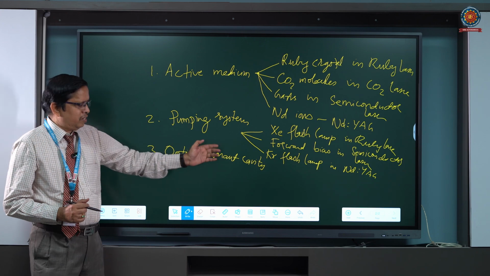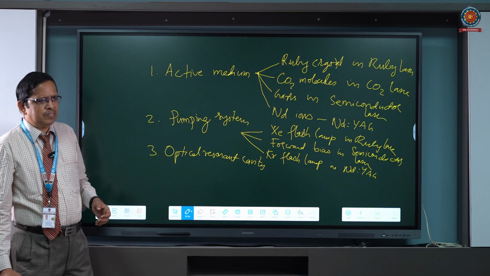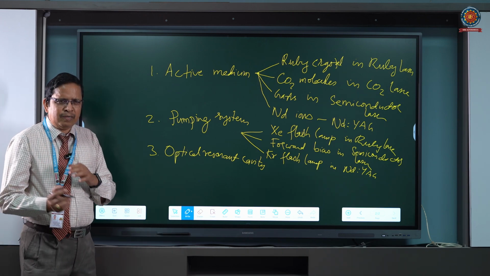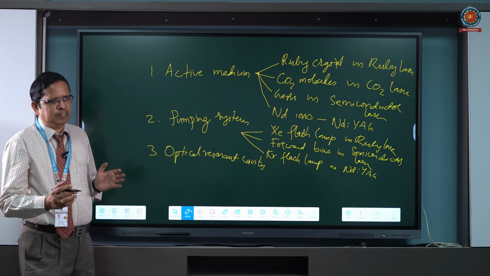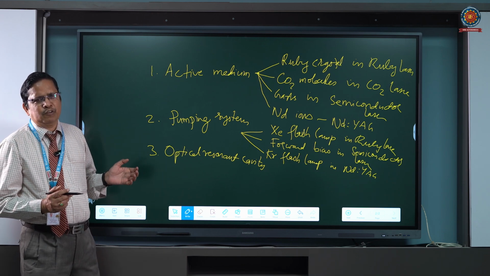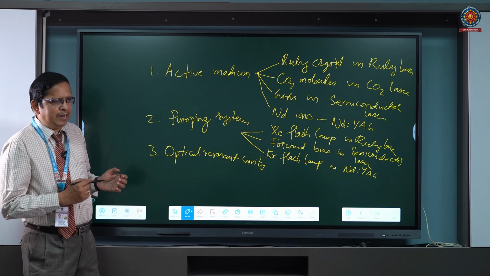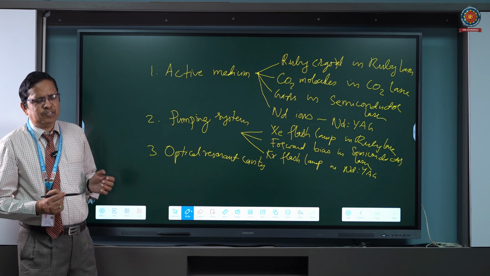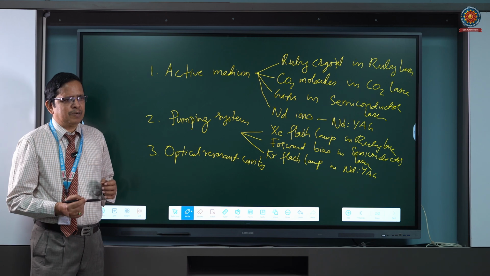this optical resonant cavity. And what does this optical resonant cavity contain? It is simply the active medium in the form of a long rod, placed in between two reflecting mirrors. Out of the two reflecting mirrors, one mirror is 100% reflective and the other mirror is partially reflective. And finally, the laser beam comes out from the partially reflecting mirror, and in that way we are providing direction for the emitted laser beam.